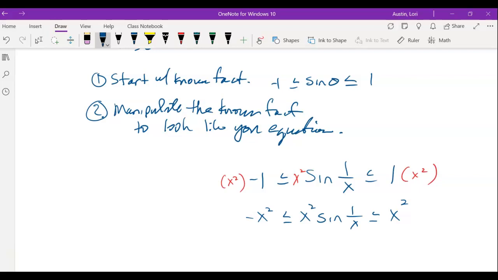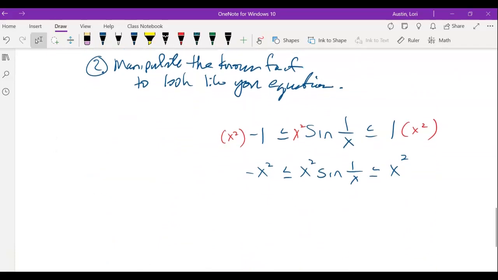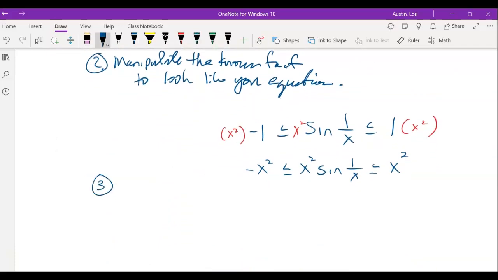So now I go to the theorem. What does the theorem say? I need to check if the limit as x approaches a of the one end equals the limit of the other end. That's what I'm doing right now. So let's do that. So step 3, apply the theorem. What does that mean? All right, let's do it.